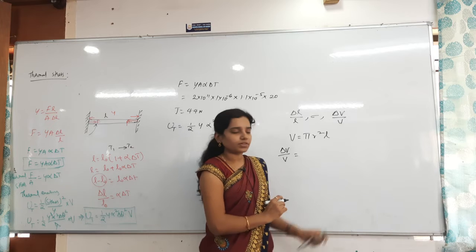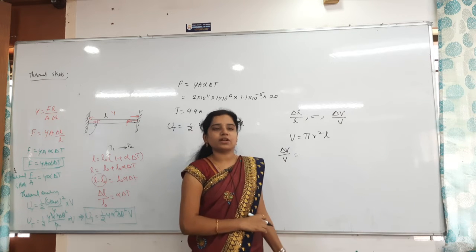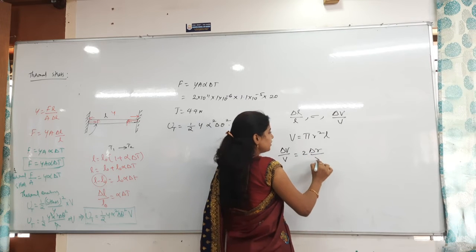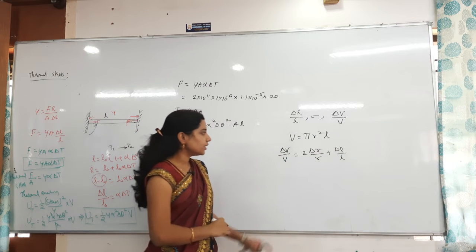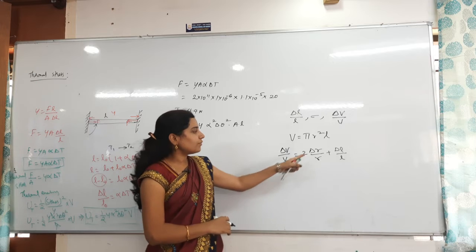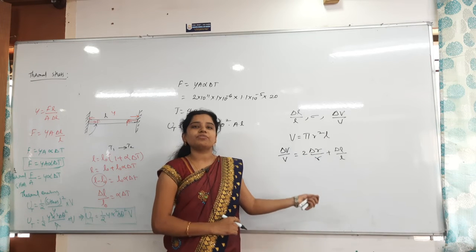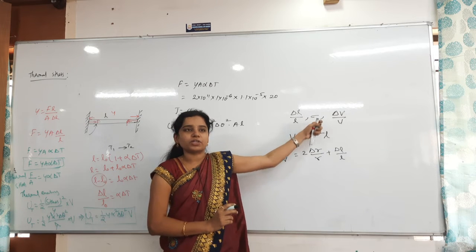The errors method you have to apply again. What about the pi value? It is constant, it will not change anything, so 2 into delta R by R plus delta L by L. That is about delta V by V, the change in the volume. Now they have not given any radius here. For that purpose, you have to get this formula in terms of sigma, because they have given Poisson's ratio sigma.